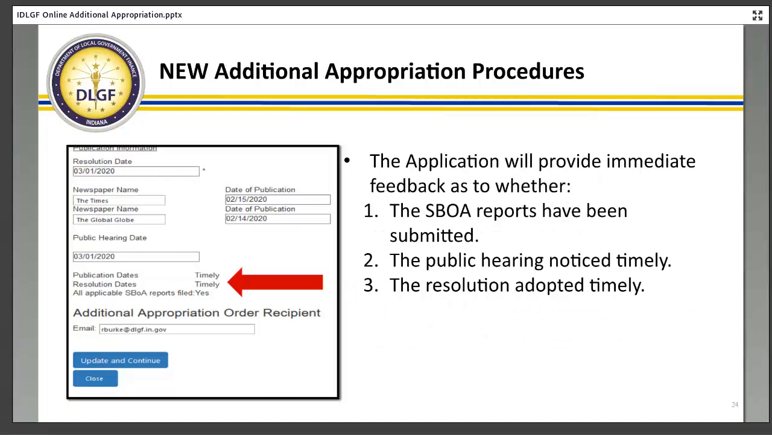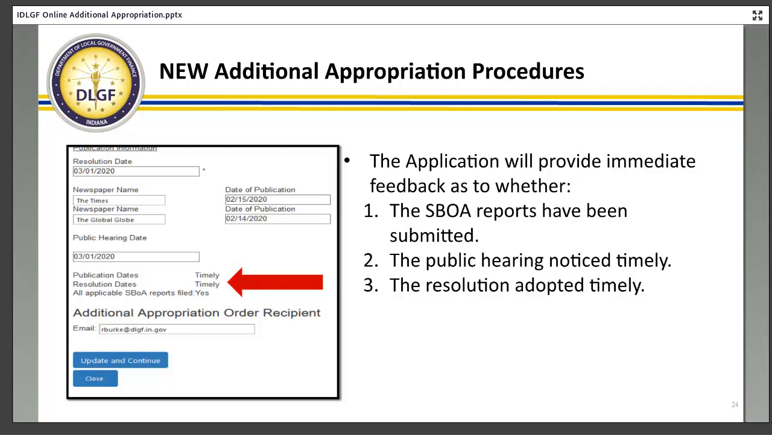Now, the first advantage that the department believes that it can identify through the new additional appropriation application is being able to reduce the communication gap between our two groups. We can see that before any funds have been entered into the application, the department is already able to provide feedback. We can provide feedback to the unit as to whether or not their State Board of Accounts reports have been submitted. We can provide feedback as to whether or not the public hearing was noticed timely and whether or not the resolution was adopted timely.